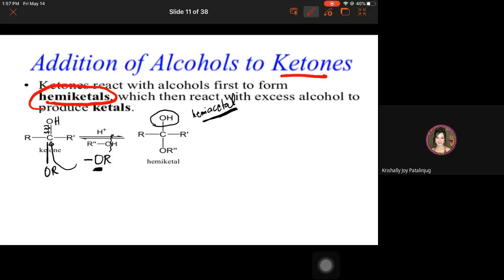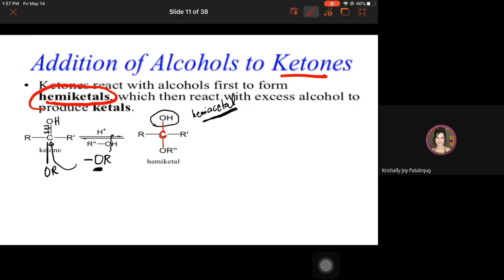So paglantaw nimo naa ay OH, attached on the same carbon, then naa ay isa ka OR. So maglibog ka, hemi, sure ka nga hemi, kay naa may OH. But is it a hemiacetal or hemiketal? So kung naa din presence of hydrogen, diretso hemiacetal. Pero kung wala na yung hydrogen, that is hemiketal.